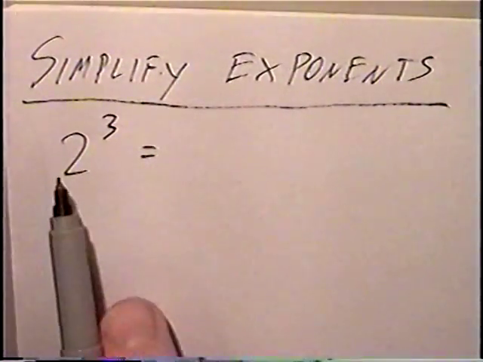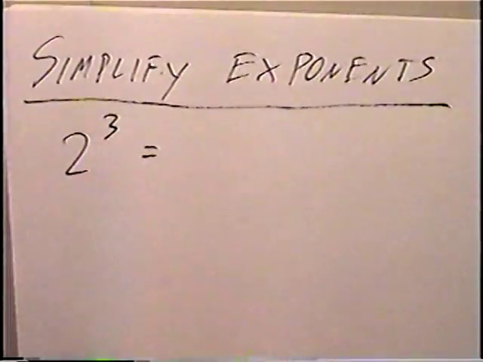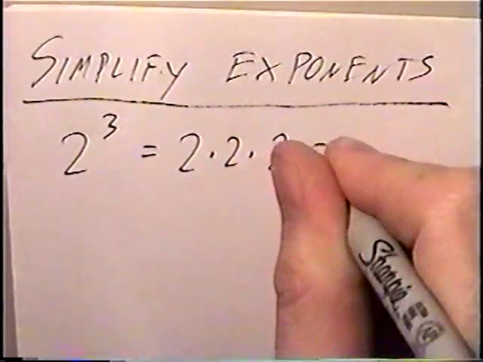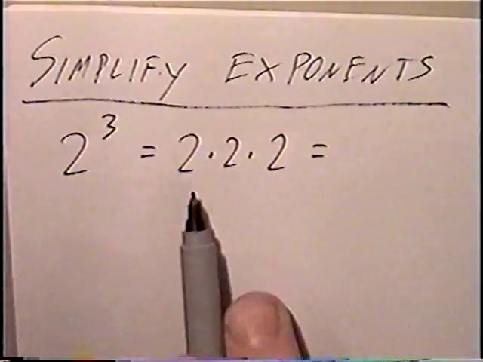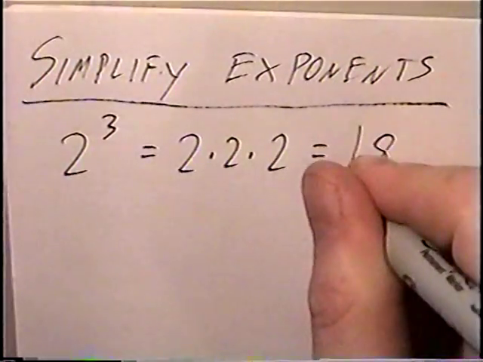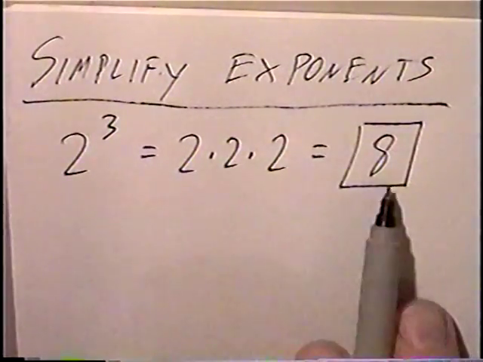2 to the third power means the number 2 times itself 3 times. So we'll have 2 times 2 times 2. Multiplying this out, 2 times 2 would be 4, times 2 more would be 8. So 2 to the third power is equal to 8.